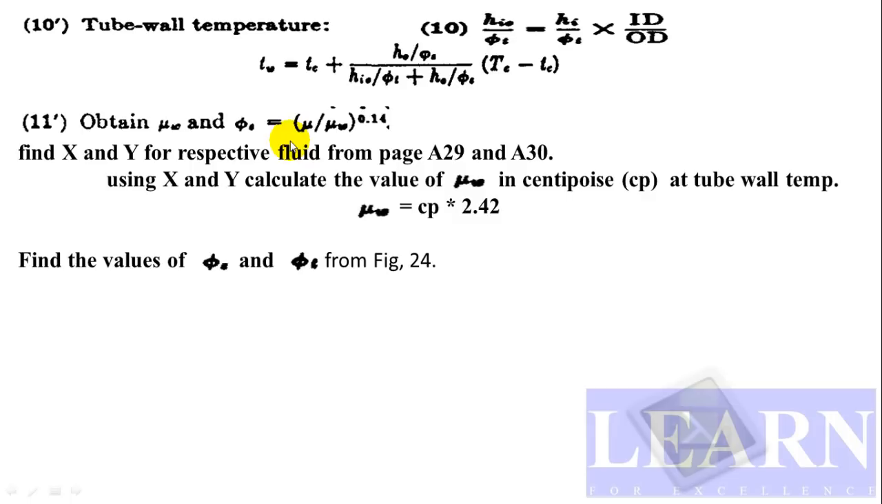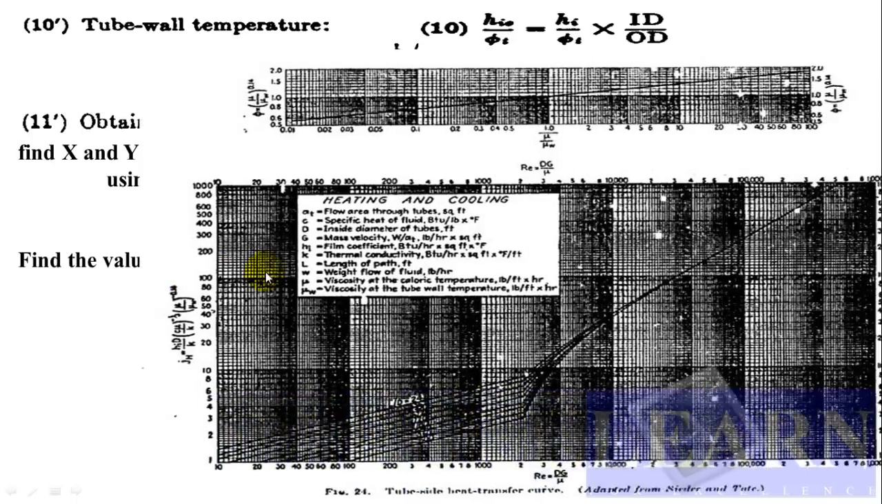Next, after finding the value of mu W, we proceed to find the values of phi s and phi t. This can be calculated from figure number 24. Now look here, we'll have the Reynolds number and L by D. If the value is more than 10,000, there is no need for L by D, since the shell side Reynolds number will anyway be high. Here we'll be knowing mu by mu W.